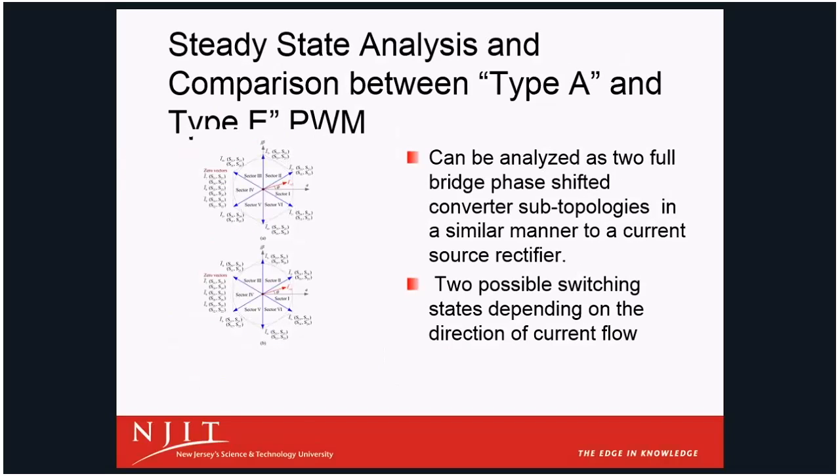Matrix type rectifiers utilize the transformer leakage inductance to achieve zero voltage switching. You can model these as full bridge phase shifted converters in that topology, and in doing so, you can use the space vector modulation technique. This is how they analyze it at first, showing the traditional way to analyze current source rectifiers.